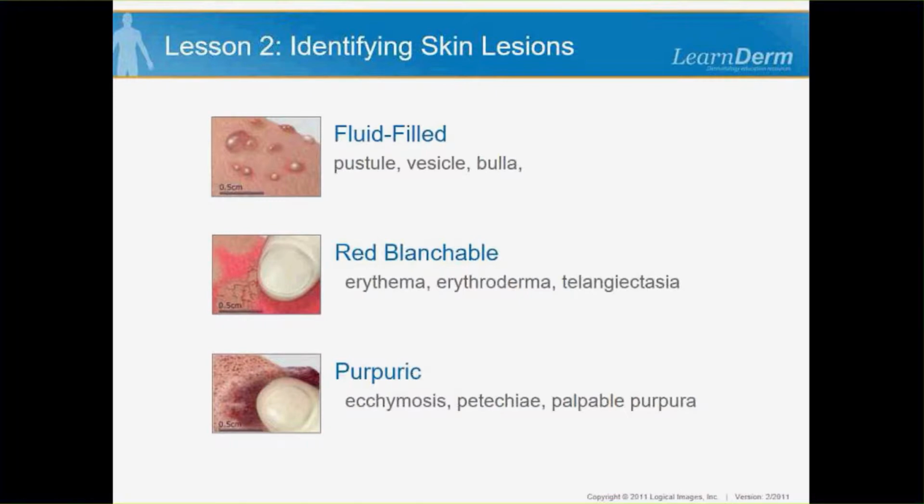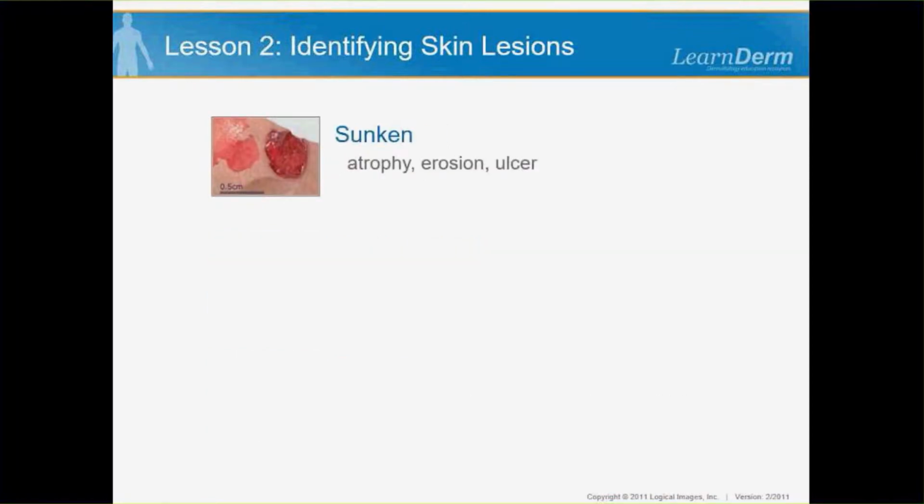I mentioned purpura. Those can be serious because you have blood leaking out of vessels. So a simple bruise is called an ecchymosis. And we have petechiae, which are pinpoint, and then palpable purpura.